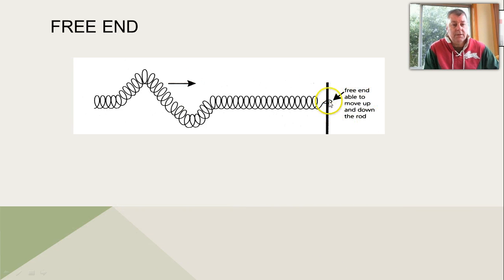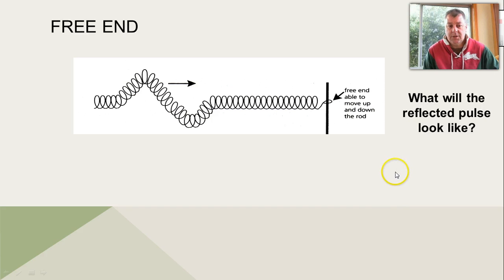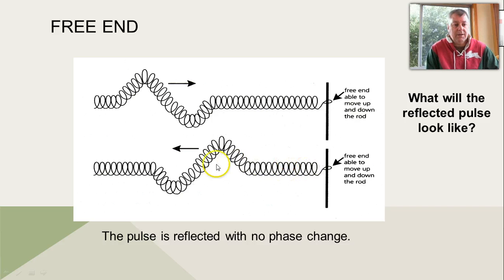Here we have a free end, so this end is able to move, but energy will still be reflected back. And so what's going to happen? What do you think it might look like? In this case, the pulse here, we have a trough first, and then a crest. So this pulse is moving from left to right, and when it gets reflected, remember here we had a trough first and then a crest, and what we see coming towards us again is a trough and a crest. So although it looks reversed, it is reflected, but there's no phase change. Do we understand that? Hopefully.